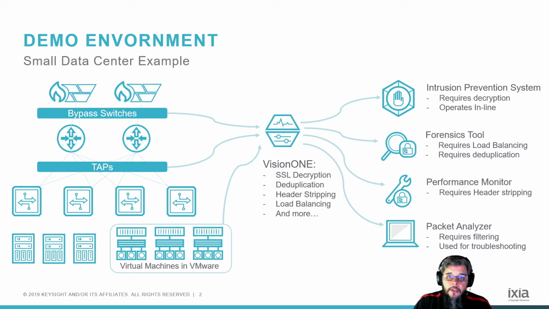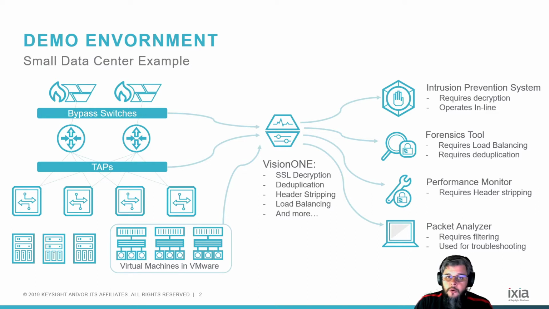So what we have on the left-hand side of this diagram that you're seeing is what would be a small production network. A couple of firewalls, a couple of core routers, some data center switches, some physical servers, and some virtual machines running in VMware. Also on this network, we've deployed some Ixia access products, which help us get visibility into the network.